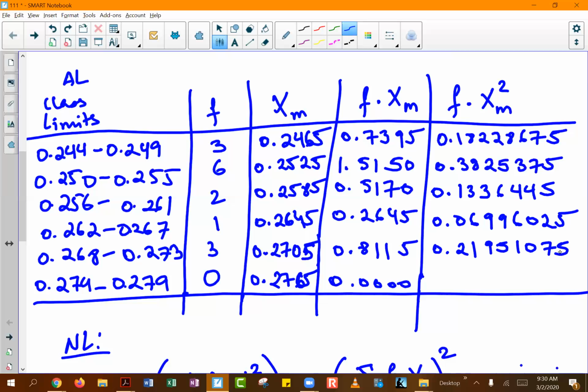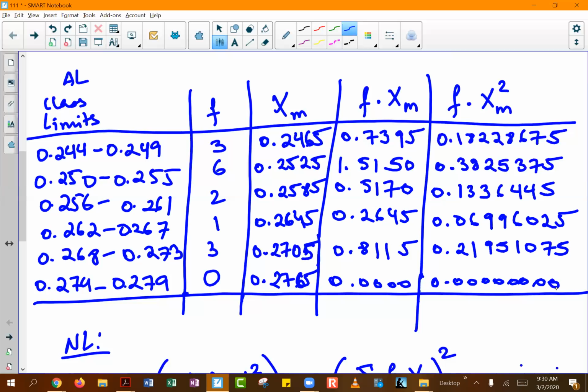What's going to happen on the last value? 0. Yeah, since your frequency is 0, even if you square that midpoint, it's just going to come out to be zeros. You don't have to write that many zeros. I'm just trying to match the decimal places.